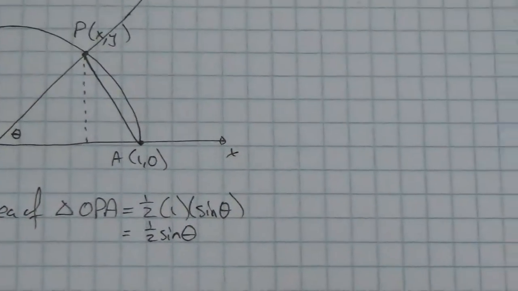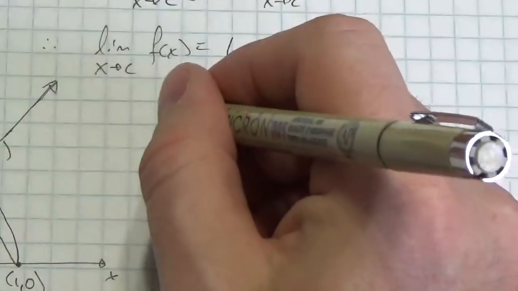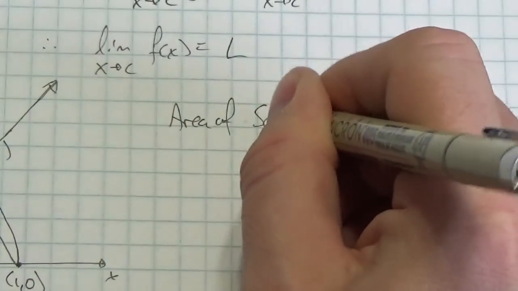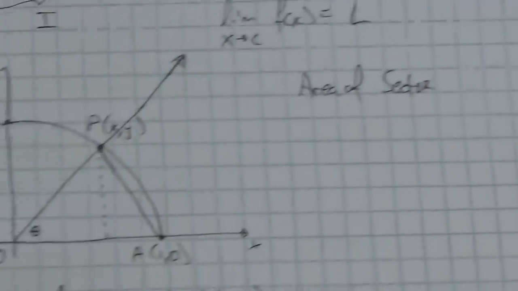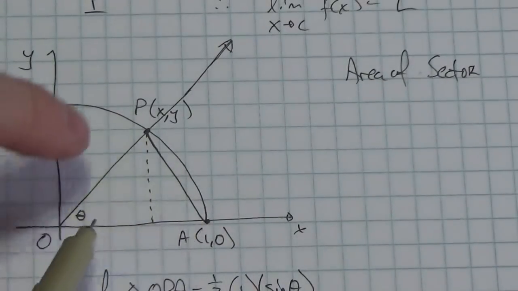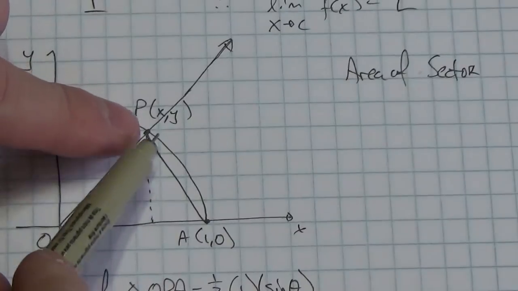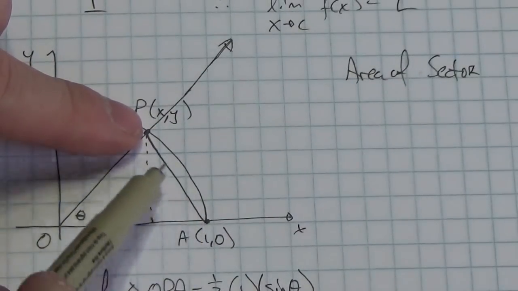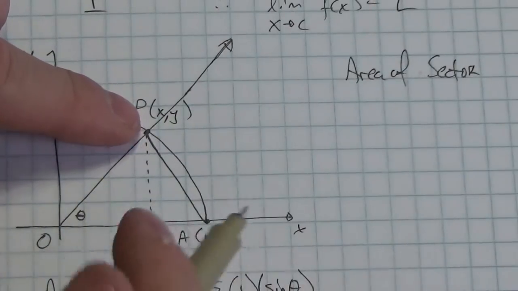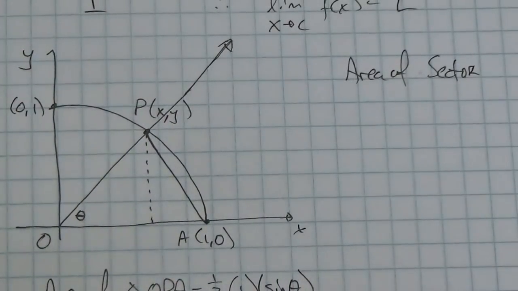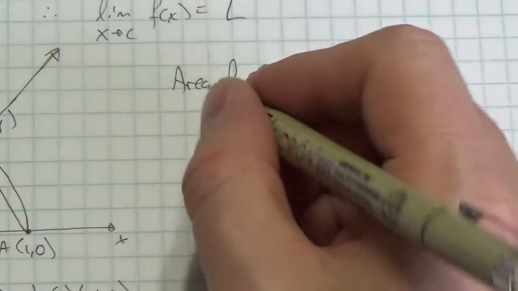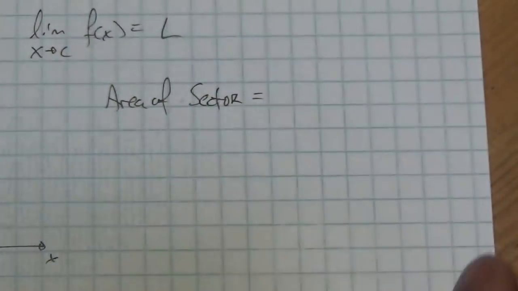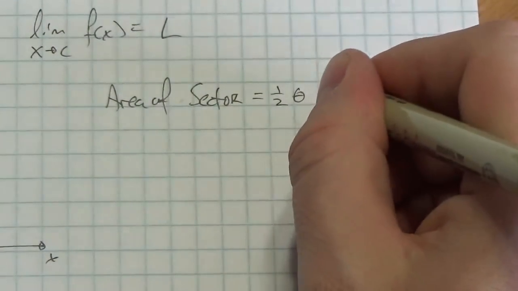Now, the other part of this that I want to draw your attention to is the area of the sector. How am I going to label that here? Well, let's just call it the area of the sector, because I really only got the one sector here. So it's this bit right here. It's basically the triangle with that little bit of a curved piece to it. So we're going to take the area of that sector, and because we're talking about this in terms of radians, the area of that sector is going to equal 1/2 theta r squared.